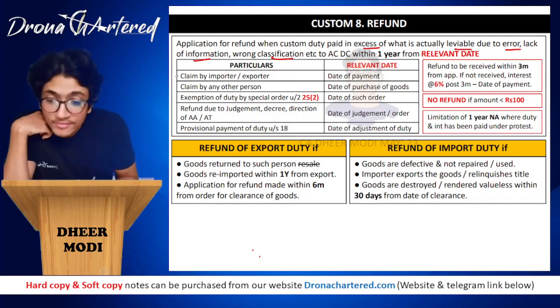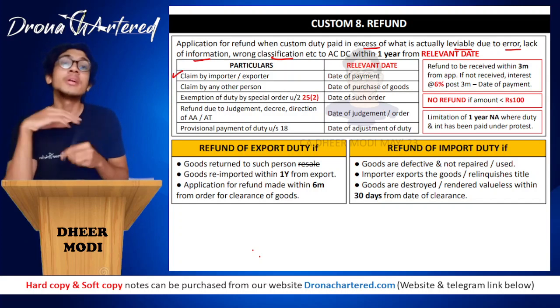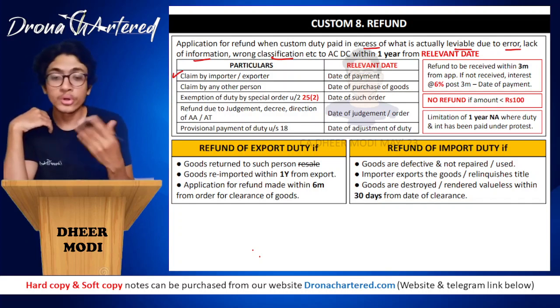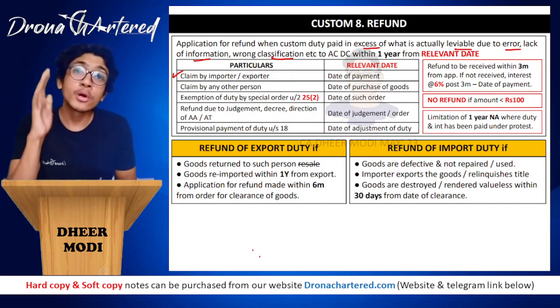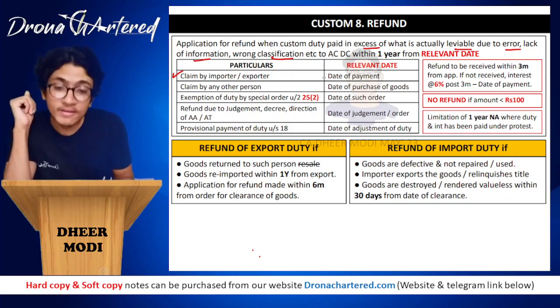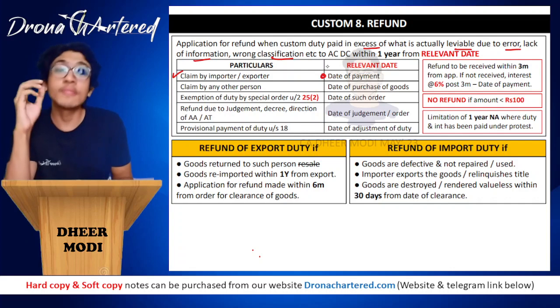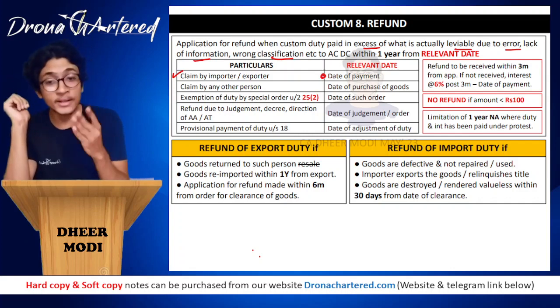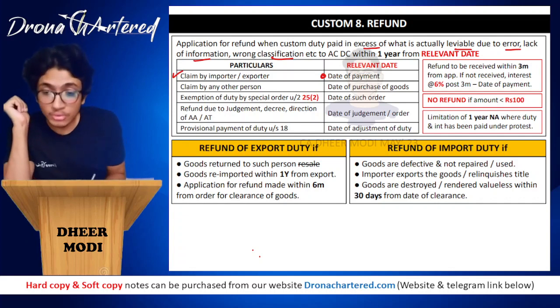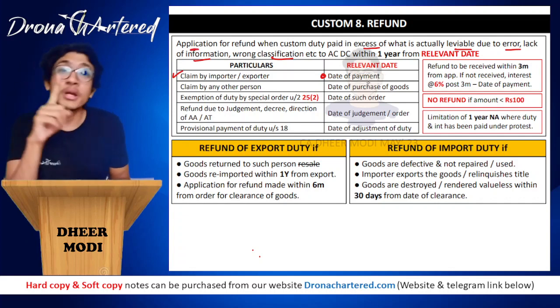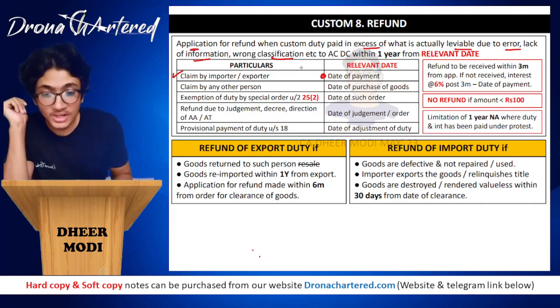Okay. Now if the claim is done either by the importer or exporter, in case of import duty, export duty respectively, so if the claim is done by your importer or exporter, your relevant date will be your date of payment. That is the date when the payment of duty was made. That is relevant date. 1 year from that date you have to give the application. Okay, so application for refund has to be made within 1 year from relevant date.